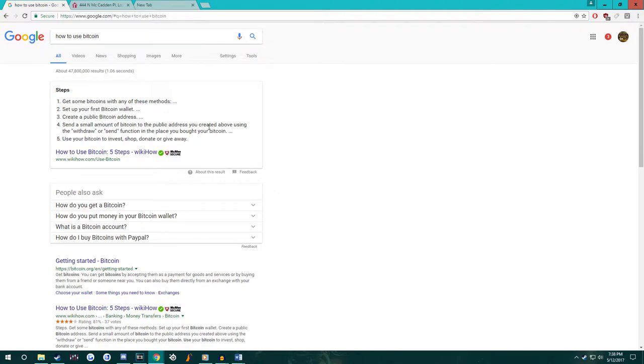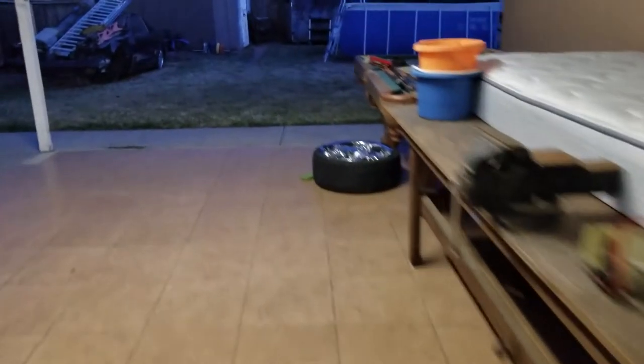Send a small amount of the Bitcoin to the public address you've created above using the withdraw or send function in the place you bought your Bitcoin. I don't really have a box, so that'll do.